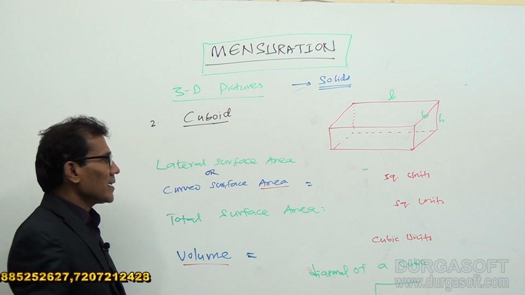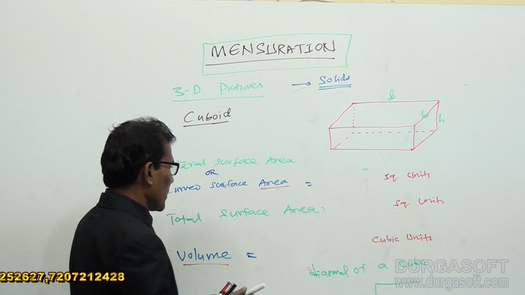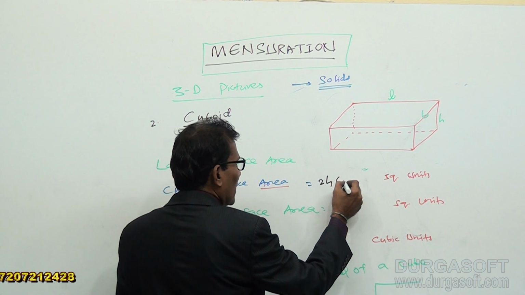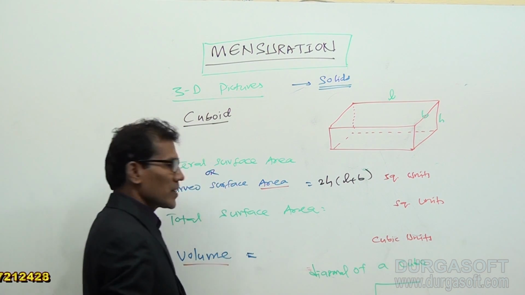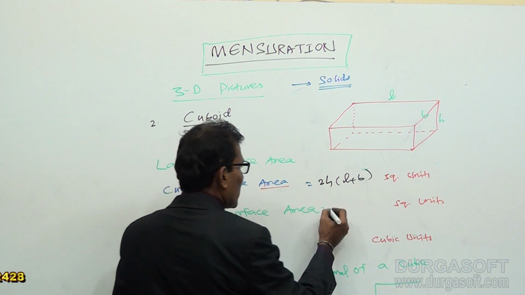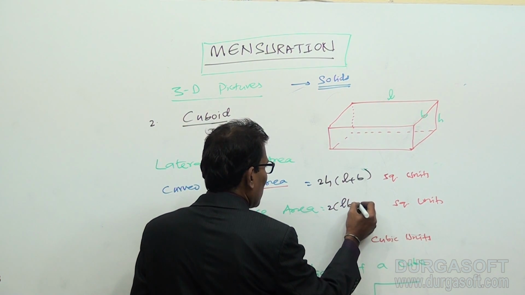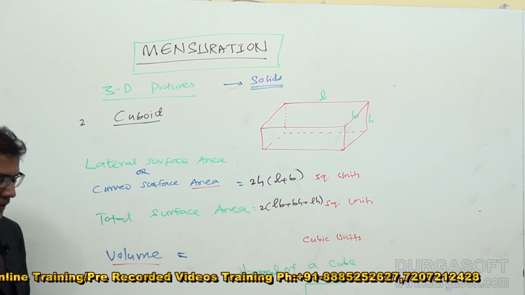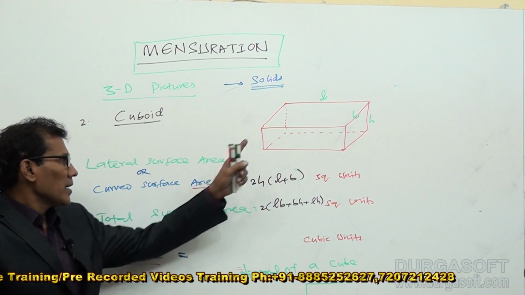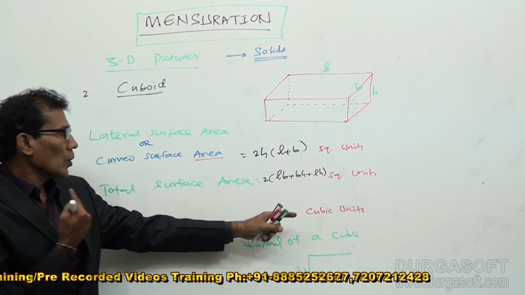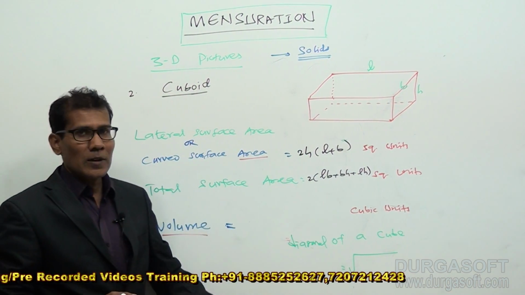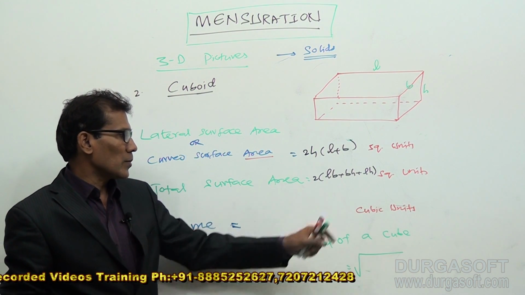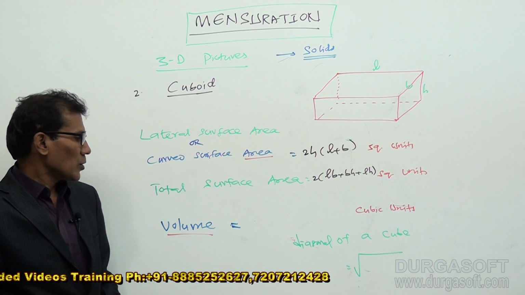Then what about the lateral surface area? The lateral surface area is given by 2h into L plus B, and the total surface area is 2 into LB plus BH plus LH. The lateral surface area excludes the top and bottom. The total area of the 4 faces is 2h into L plus B, and here the top area and base area are included. That's why it becomes 2 into LB plus BH plus LH. It is the total surface area.